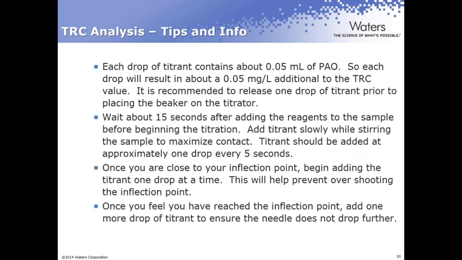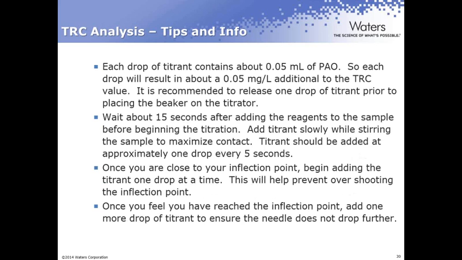Keep in mind, too, that each drop of titrant that you're going to use in your titrator will deliver about 0.05 milliliters of phenylarsine oxide. The concentration of the phenylarsine oxide is such that each milliliter of phenylarsine oxide will correlate to 1 milligram per liter of chlorine. So every one drop, if you look at your meter, will drop that phenylarsine oxide reading about 0.05 milliliters.